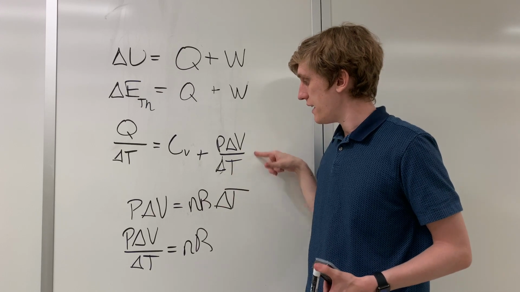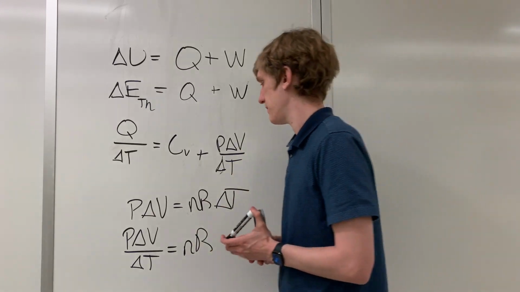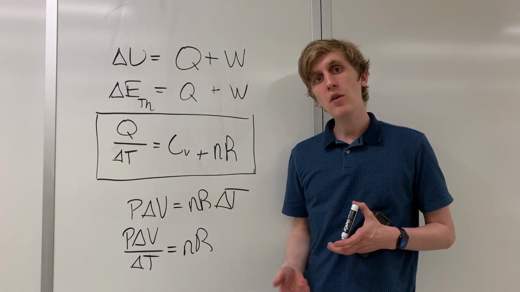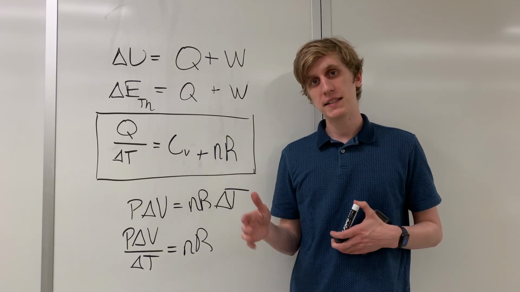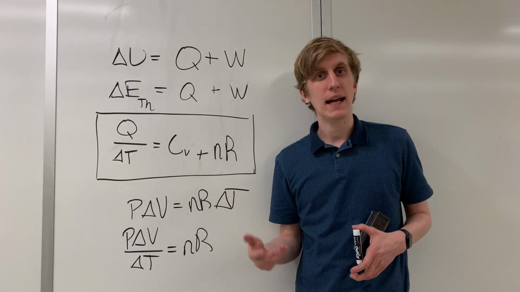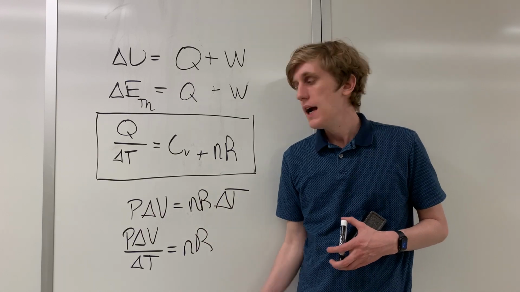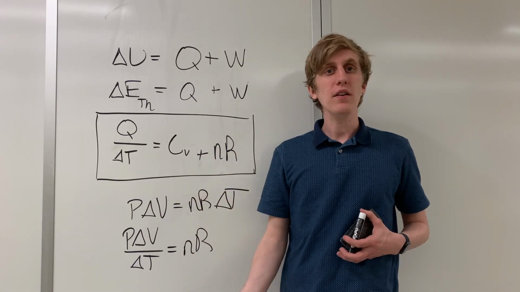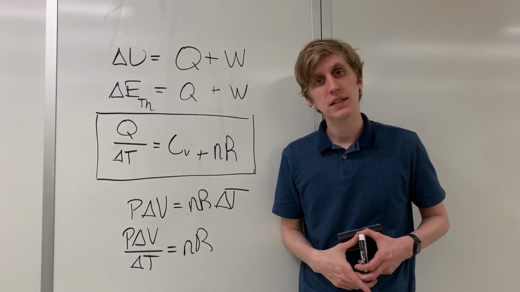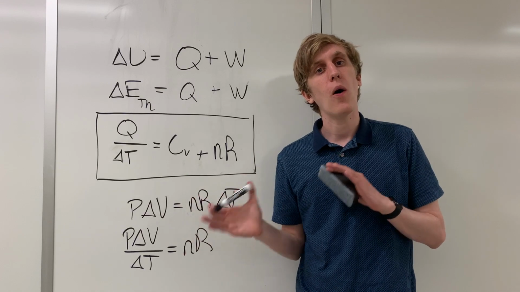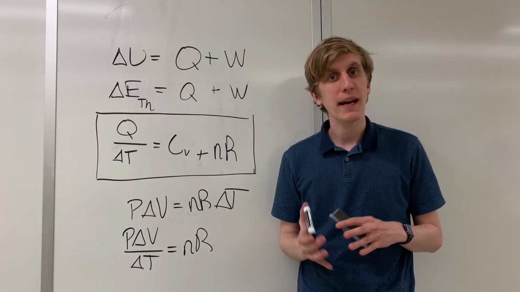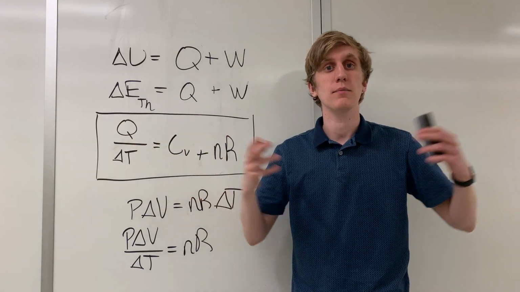So let's replace this with this. And there we go. We found our expression for heat capacity at constant pressure. It's related to heat capacity at constant volume. But as we expect, it's greater than heat capacity at constant volume because the energy that we add to the system is not allowed to all go into actually warming the system up. Some of it has to be expended in order to make the system larger.